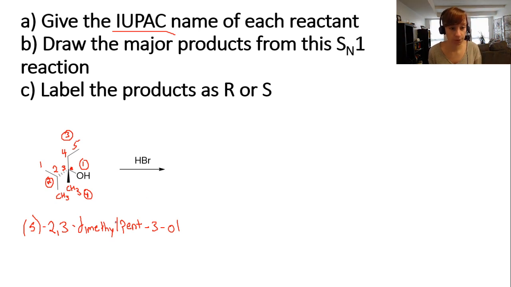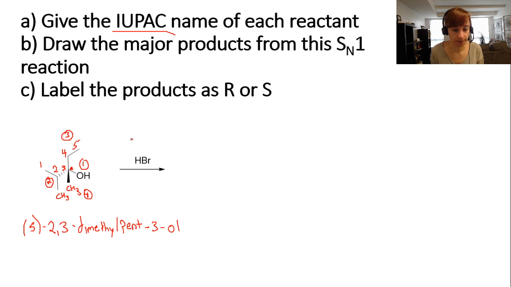Okay, so now we have named. Now we need to draw the major products from this SN1 reaction. In this case, it says just to draw the products. It doesn't say to draw the mechanism, but I'm going to draw through the mechanism so that you understand how the products are formed. But make sure you pay attention to the question, whether it says to just draw products, or it'll specifically say to draw the reaction mechanism to show how you got to the products.